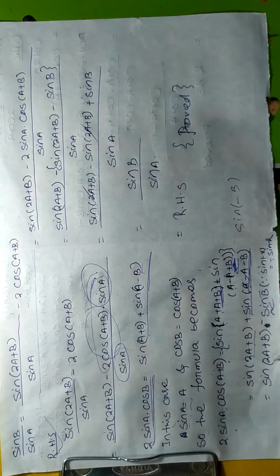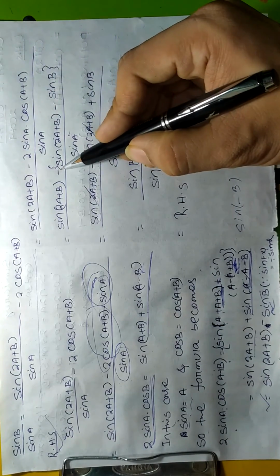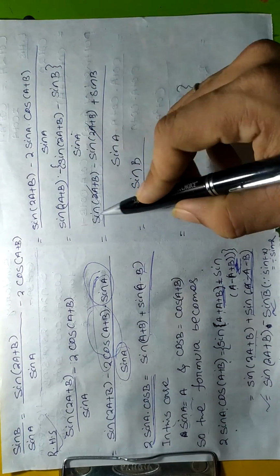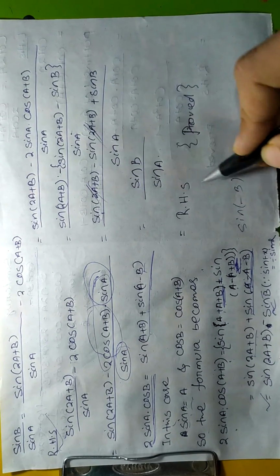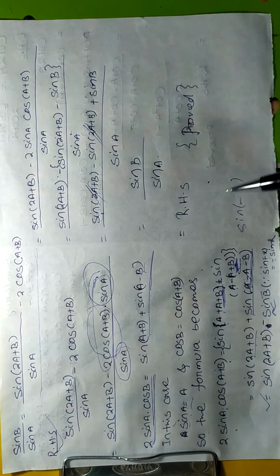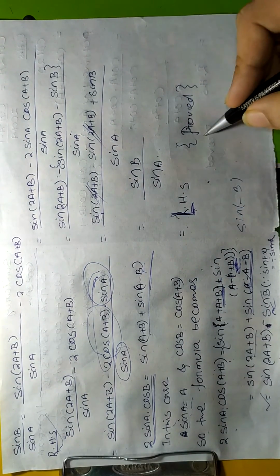After that, this entire equation is put in here. It is in minus and it is in plus, so these are cancelled out, and the remaining part is sin b by sin a, which is our required LHS. Sorry, this is LHS. Hence, this is proved.